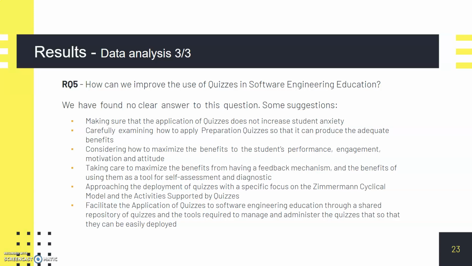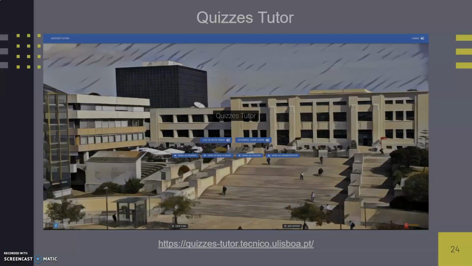maximizing the benefits of having a feedback mechanism and the benefits of using them as a tool for self-assessment and diagnostic, approaching the deployment of quizzes with a specific focus on the Zimmerman cyclical model and the activities supported by quizzes, and facilitating the application of quizzes, and perhaps, and this relates to another work of ours, facilitate the application of quizzes to software engineering education by means of a shared repository of quizzes and the tools required to manage and administer the quizzes, so that they can easily be deployed.